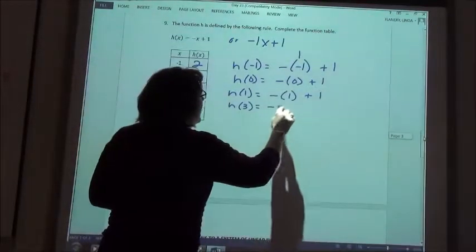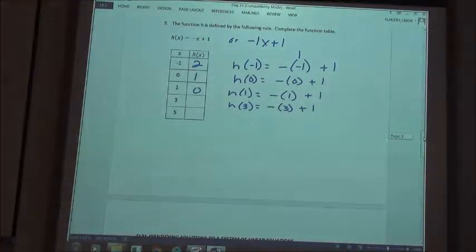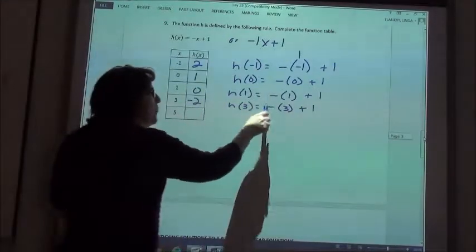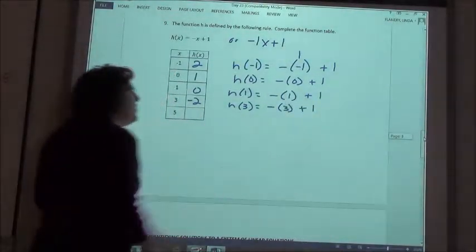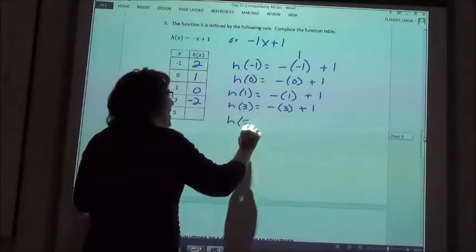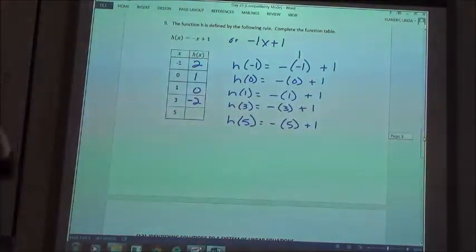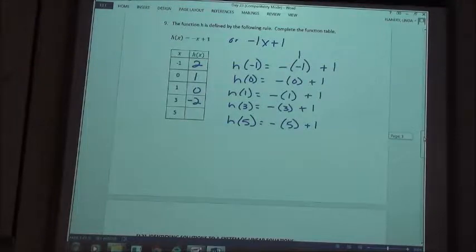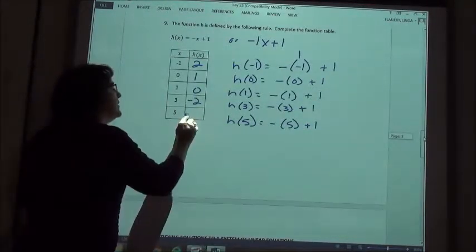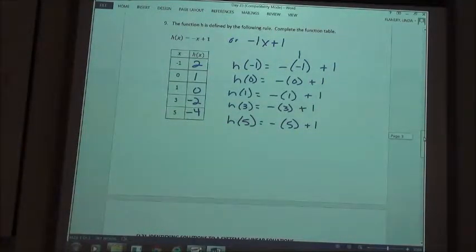h of 3, minus a 3 plus a 1. So I would get an answer of negative 2. Negative 1 times 3 is negative 3, and negative 3 plus 1 is negative 2. And then h of 5. So minus the 5 plus the 1 gives me an answer of negative 4. Negative 4, exactly. So that's what they call function tables.